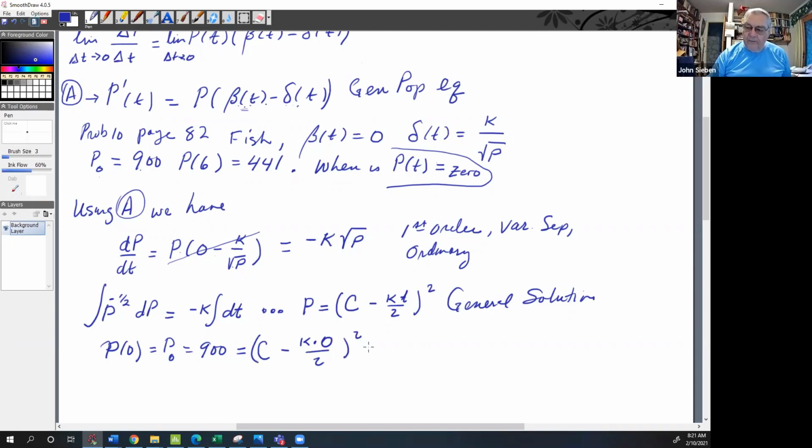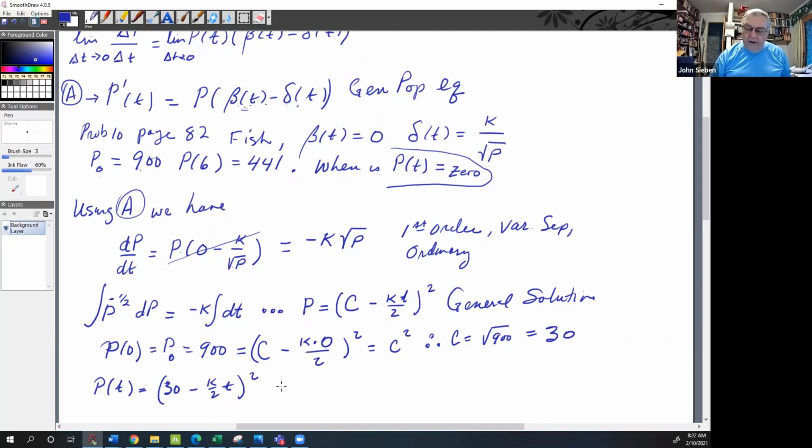squared, like that. And this then is equal to C squared, and therefore C is the square root of 900, which is 30. So our particular solution is P of T is equal to 30 minus K by 2T squared.